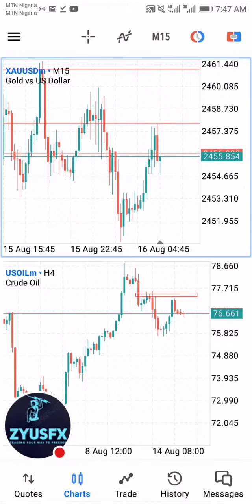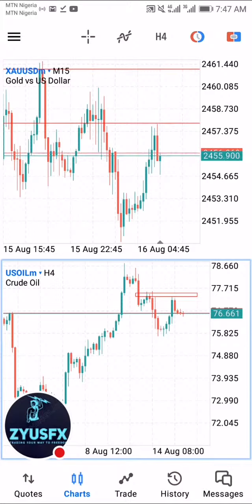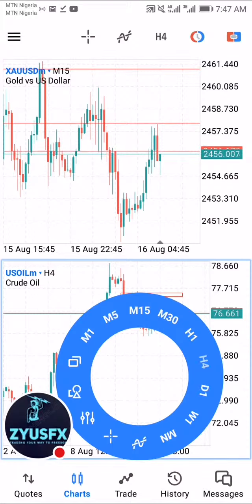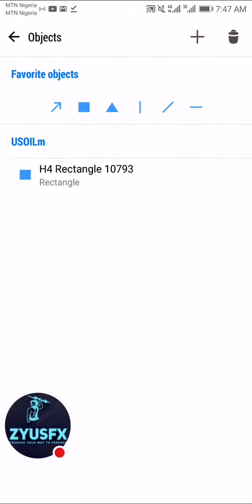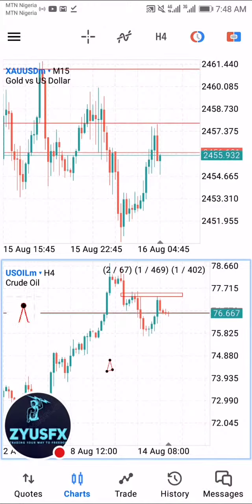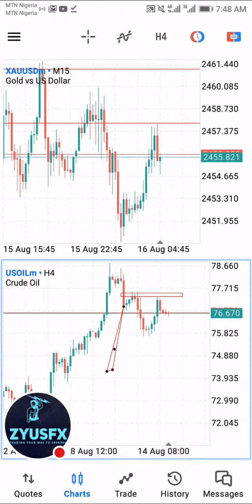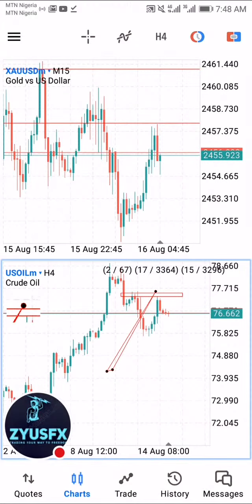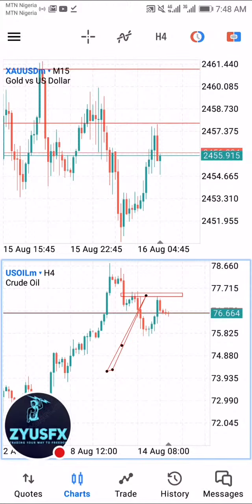So next is on US oil. Let's do that. We're on the 4-hour time frame, while we keep an eye on gold. Same principle applies here. Price is making lower highs, lower highs, lower lows. So price is currently pulling back to the previous lower high.